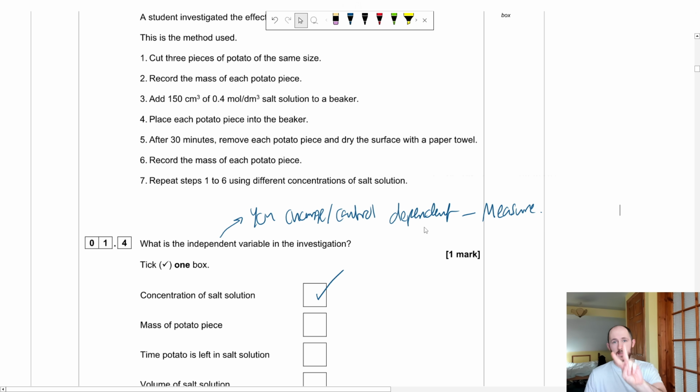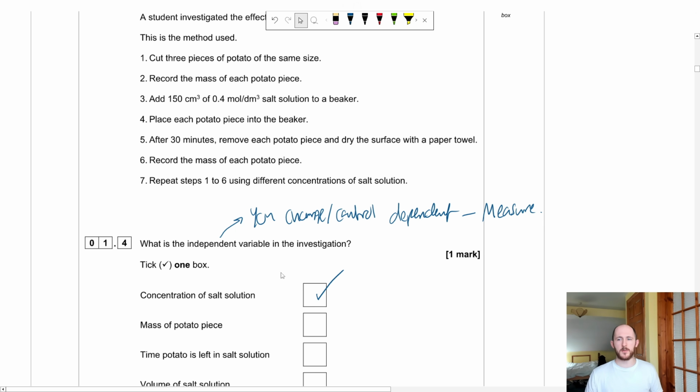There are only two things that will change in any experiment: the independent and the dependent variable. So if you know what the dependent is, you immediately know what the independent is. So you can think of it both ways. The independent is the one that you yourself are changing. The dependent is the one you're measuring, always.